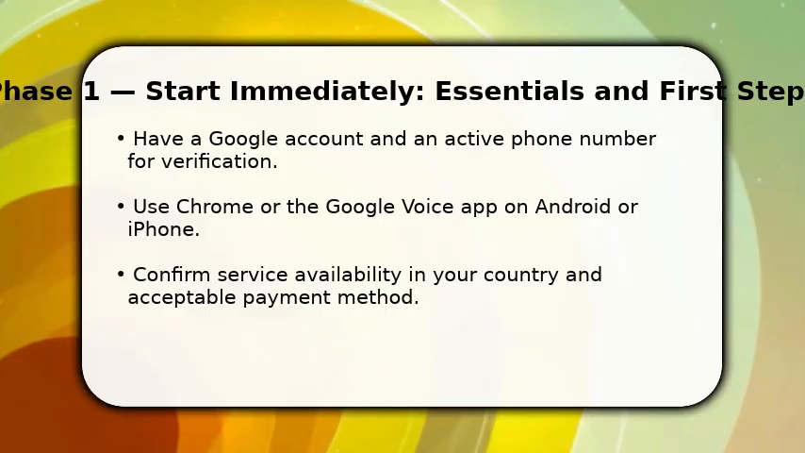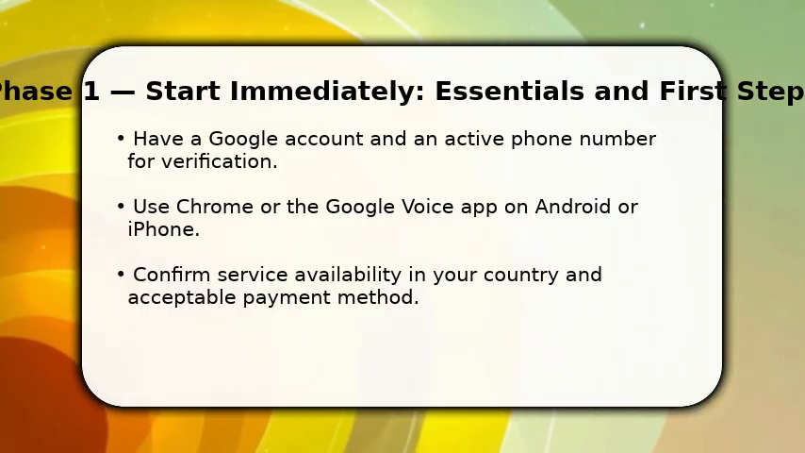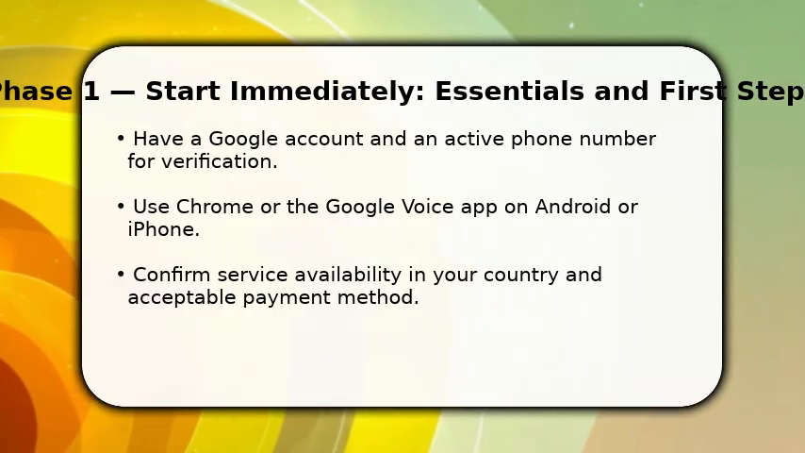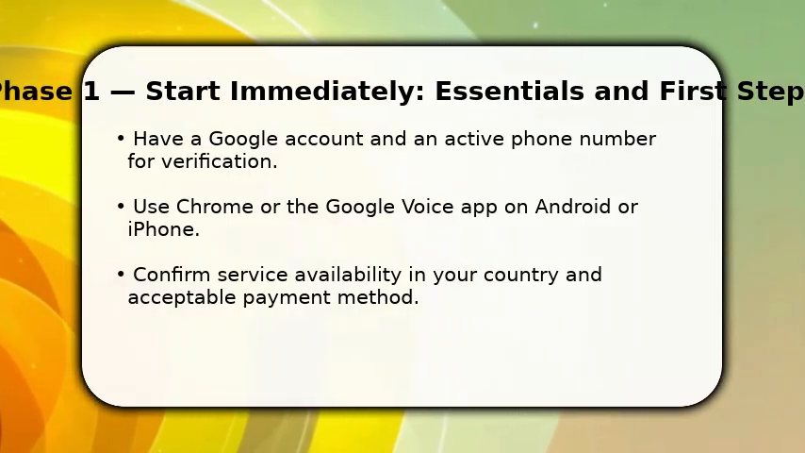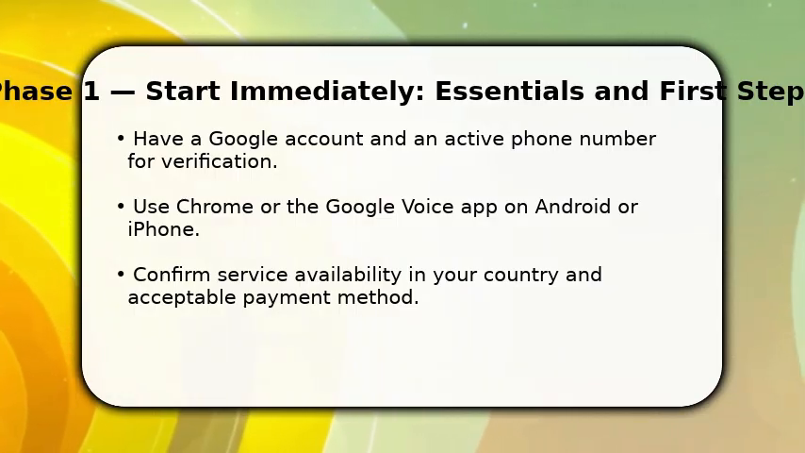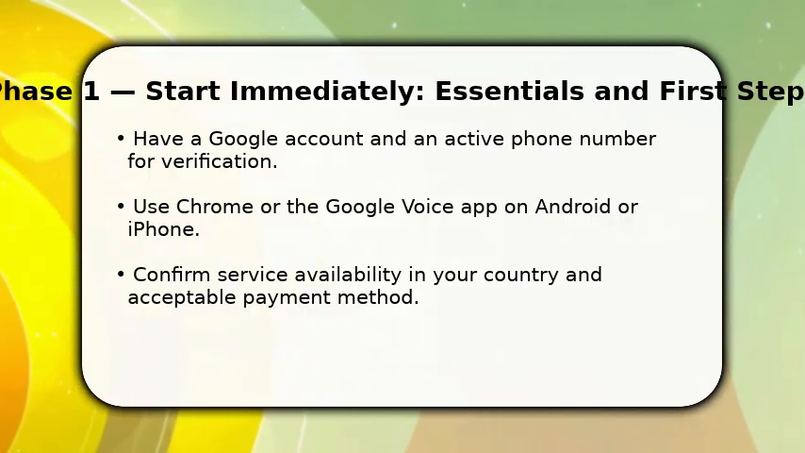Enjoy the video. You begin by preparing your account and device so activation is smooth. Sign into the Google account you want to use. This links history and contacts. Make sure your active phone number is ready for SMS or call verification because Google will confirm ownership. Use the Chrome browser or the official app on Android or iPhone for best compatibility.